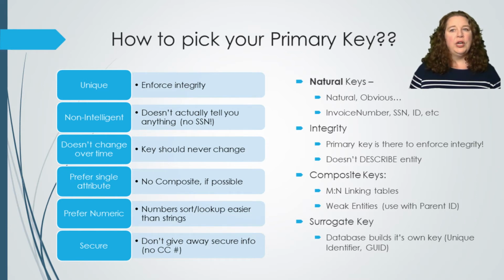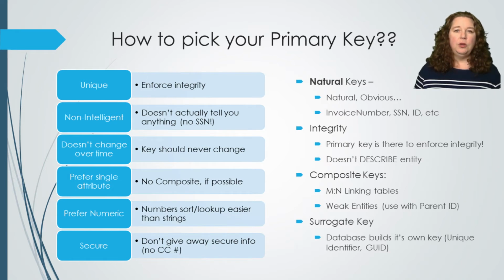Remember, your primary key purpose is not to describe your row. It's not to give information about the row. The primary key is simply to enforce that integrity. That's its only purpose. So when you're looking at your tables and you're going, what is my primary key going to be? Couple of options. You can pick the natural keys, which are ones that are obvious. If I have an invoice table, my invoice number would be an obvious primary key because it should be unique to each invoice. So that's an option.